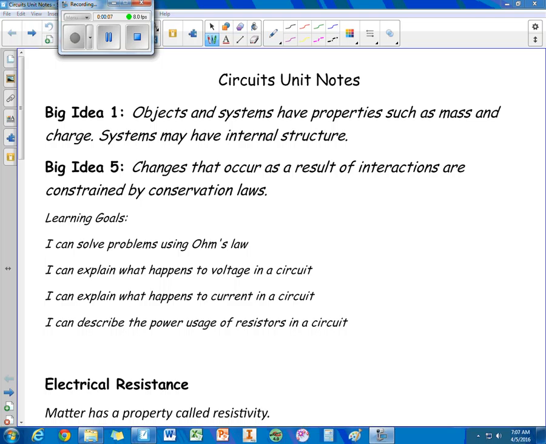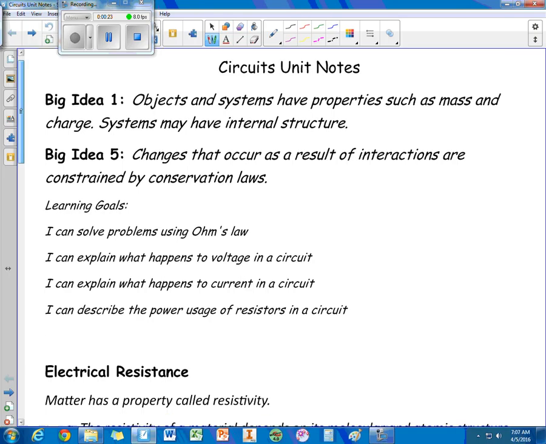In this unit, the big ideas are 1 and 5, where objects and systems have properties such as mass and charge, and systems may have internal structure, and then changes that occur as a result of the interactions are constrained by conservation laws.